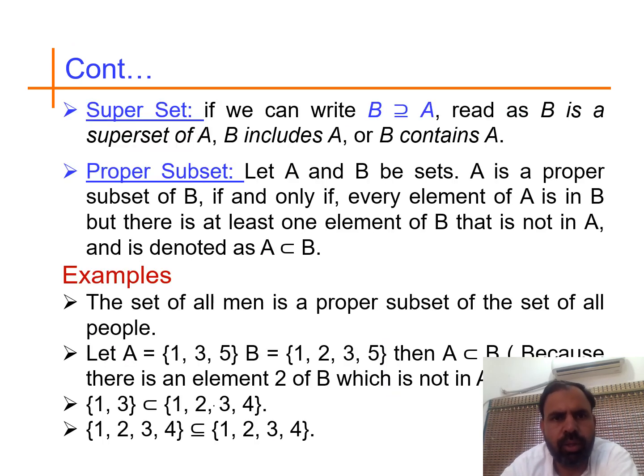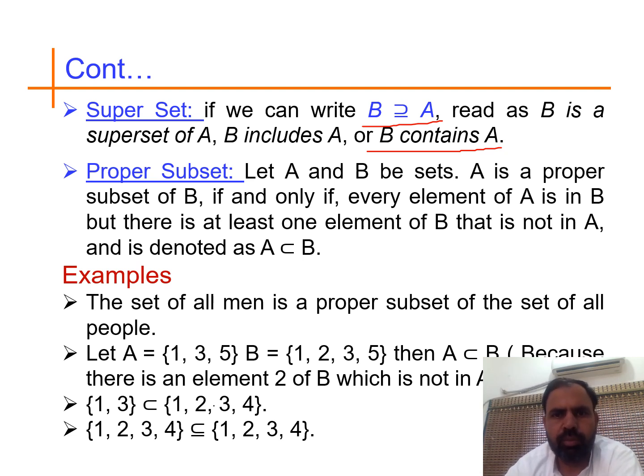Superset. We can write B superset of A, read as B is the superset of A. It means B includes A or B contains A. You can say it is the converse of subset. Next, the proper subset.